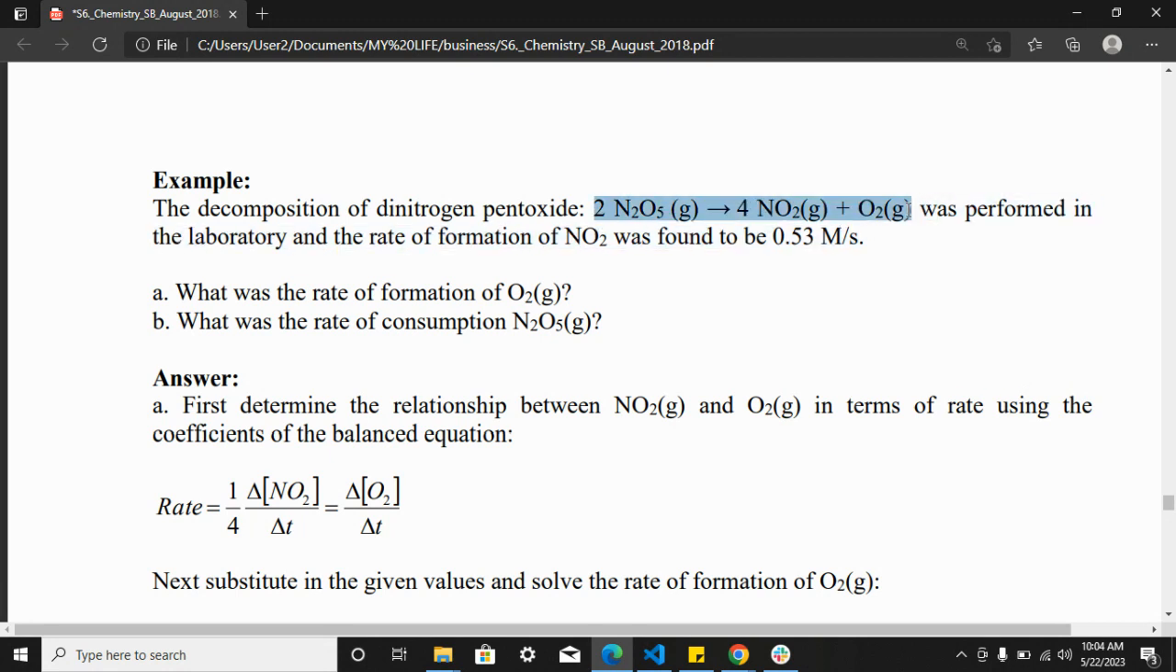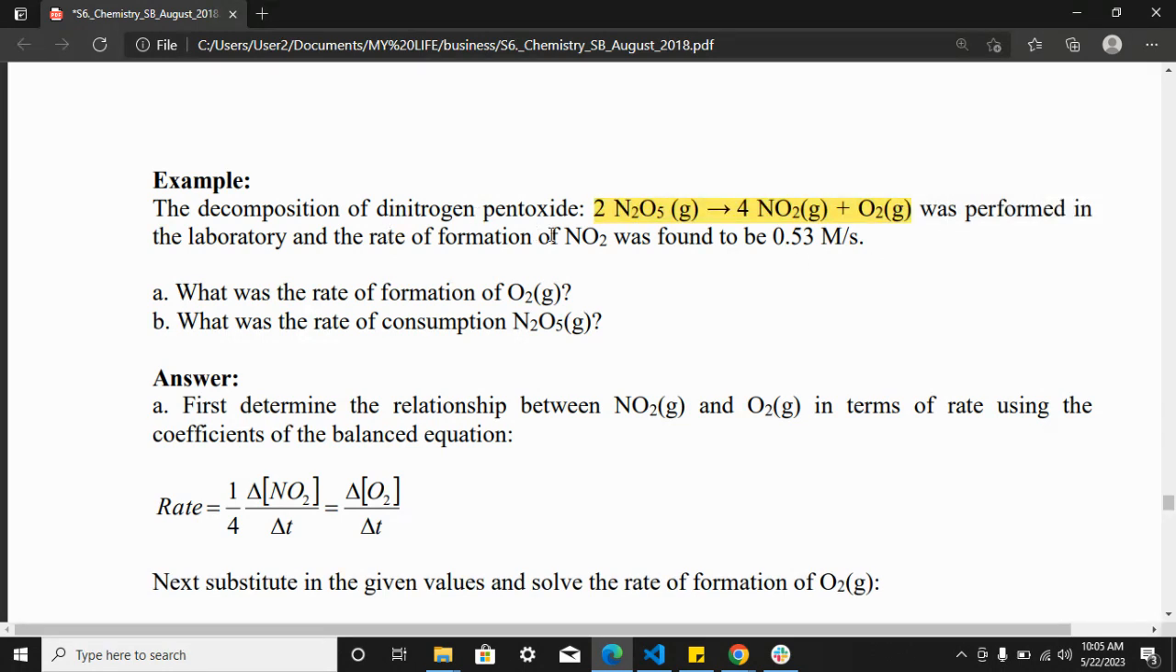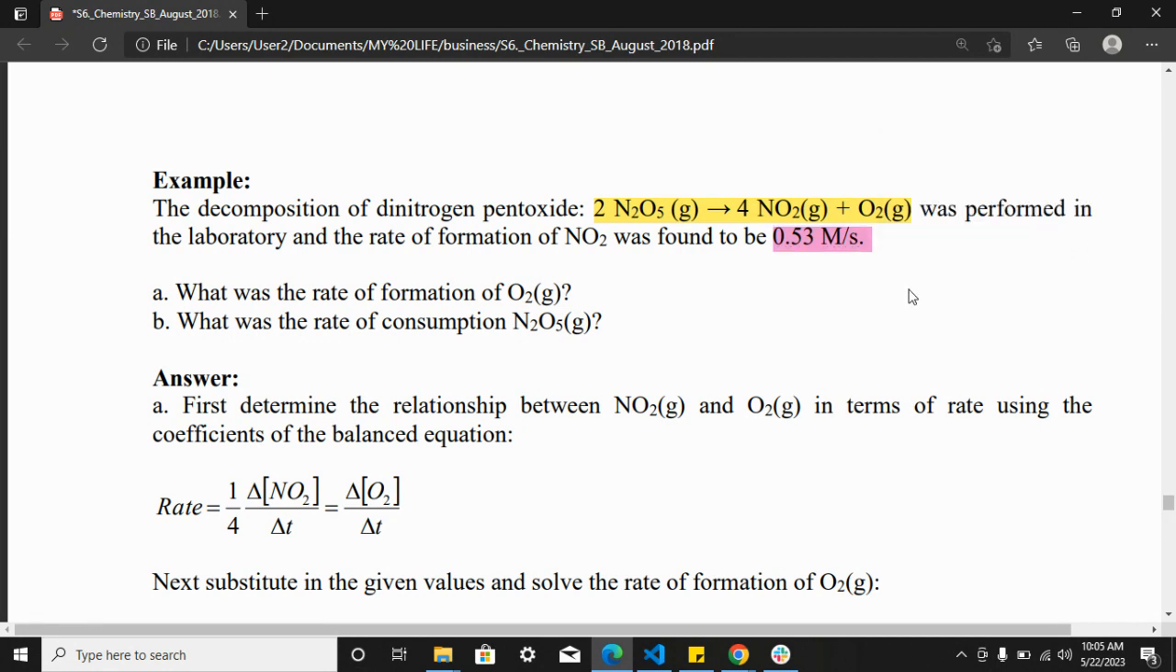You have nitrogen pentoxide that is being converted into nitrogen dioxide and oxygen. These people are performing it in a laboratory, and they observe that the rate of formation of nitrogen dioxide is 0.53 molarity per second. So they are asking us: what was the rate of formation of oxygen, and what was the rate of consumption of nitrogen pentoxide, dinitrogen pentoxide?